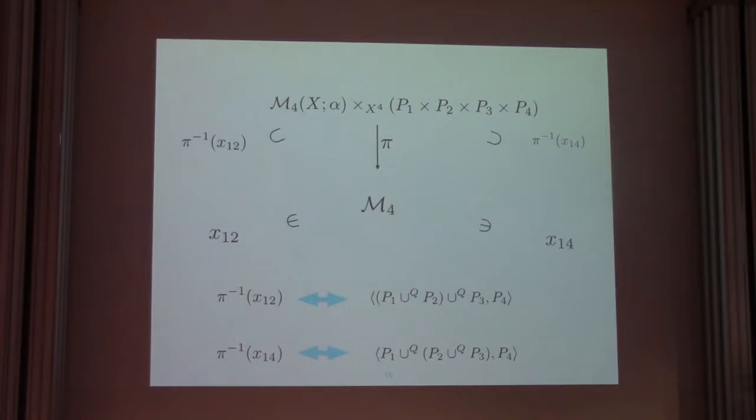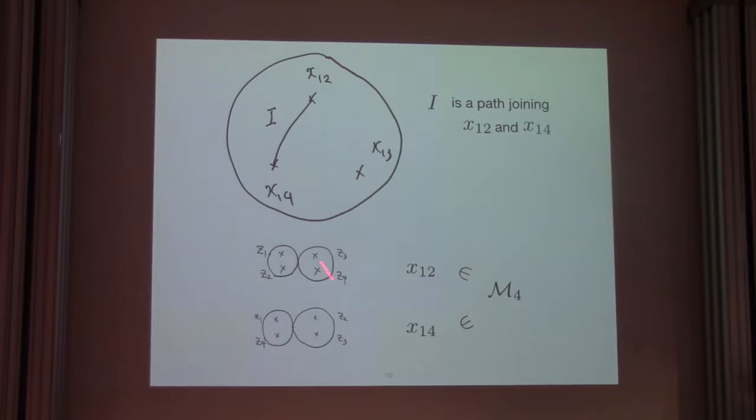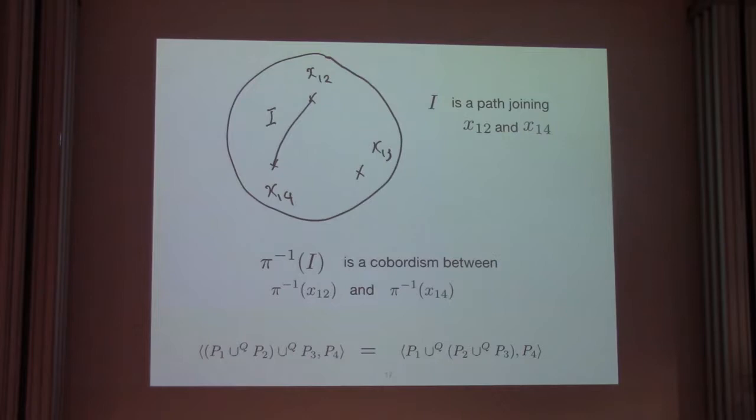So you have these two points, and the orders of the fibers correspond to these two different forms of the associativity relations. Now, we take this path which goes from x1,2 to x1,4. Then you just take the inverse image of this path. This inverse image gives a cobordism between these two fibers, as you can naturally expect. Then the number is the same, so you have this associativity relation. So that is the very classical proof of associativity, which maybe everybody in this room knows.